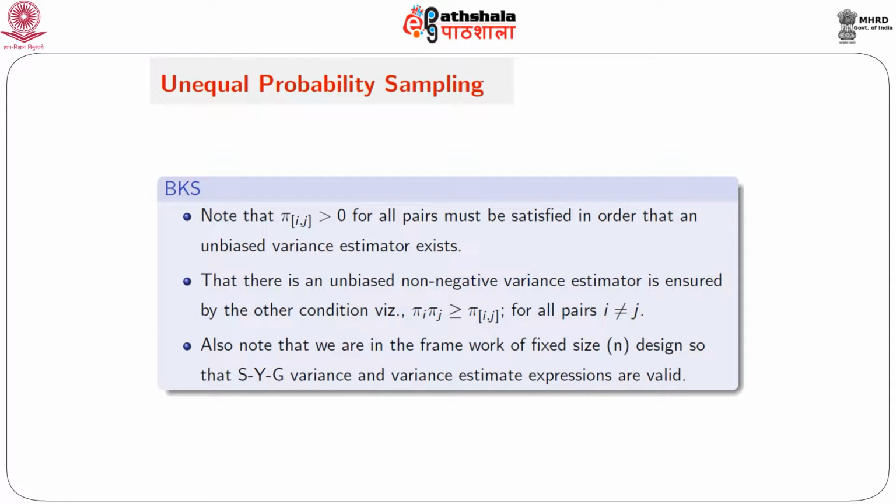So, as I said, pi ij is strictly positive for all pairs of units that must be satisfied in order that an unbiased variance estimator exists. But together with that, an unbiased non-negative variance estimator is ensured by the other condition, namely pi i pi j greater than or equal to pi ij for all pairs of units in the population. Also note that we are in the framework of a fixed size design, so that the same Yates-Grundy variance and variance estimate expressions are valid, and with that background we are talking about these sufficient conditions.